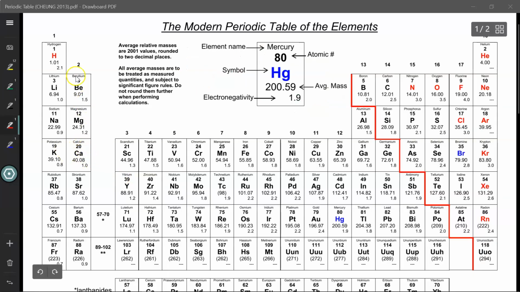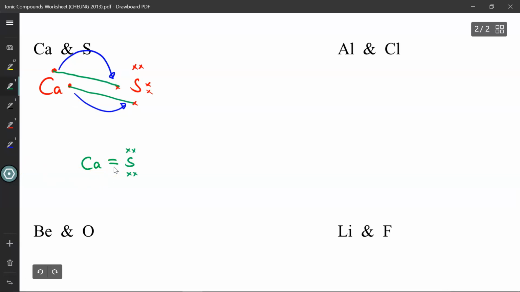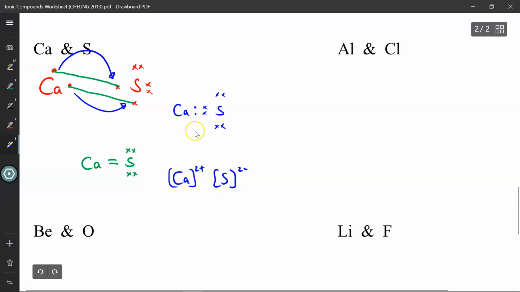So calcium is in group 2 with 2 valence electrons, while sulfur is in group 16 with 6 valence electrons. So calcium needs to lose 2 electrons, while sulfur needs to gain 2 electrons. So that was easy. Now let's clean it up. And we have 2 lines to signify this attachment and this attachment over here. Again, you could also draw it this way or this way.